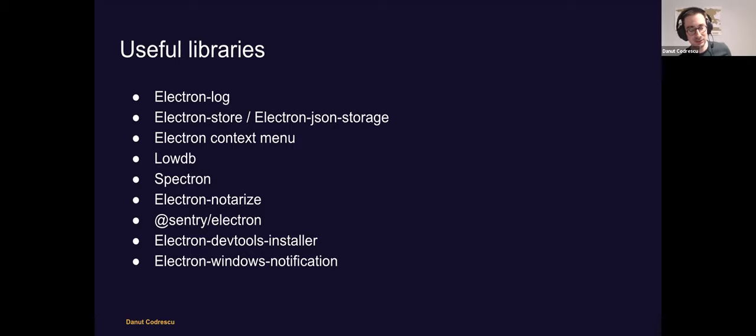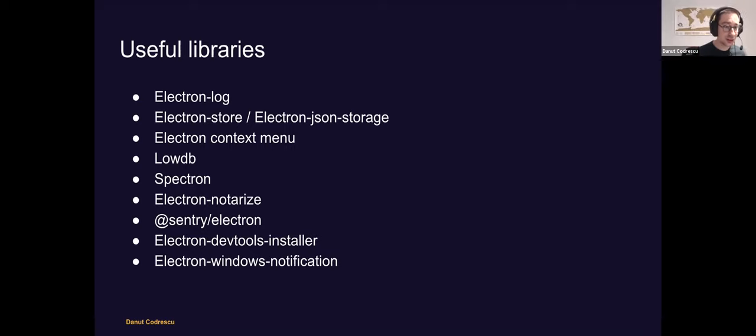Electron Notarize, it's extremely important, especially if you do Mac development, because when the application installs, it will show that it's not trusted by the operating system if it's not notarized. By using this package, it's extremely easy, just a few lines of code, and it uploads the application to the Apple servers. They do their stuff for 5 minutes and then they say, yeah, that's fine.